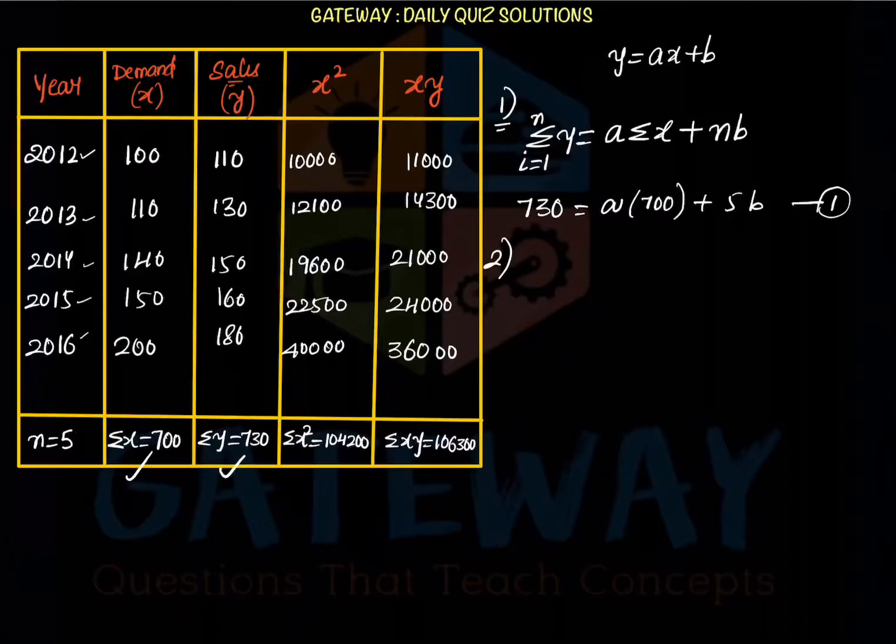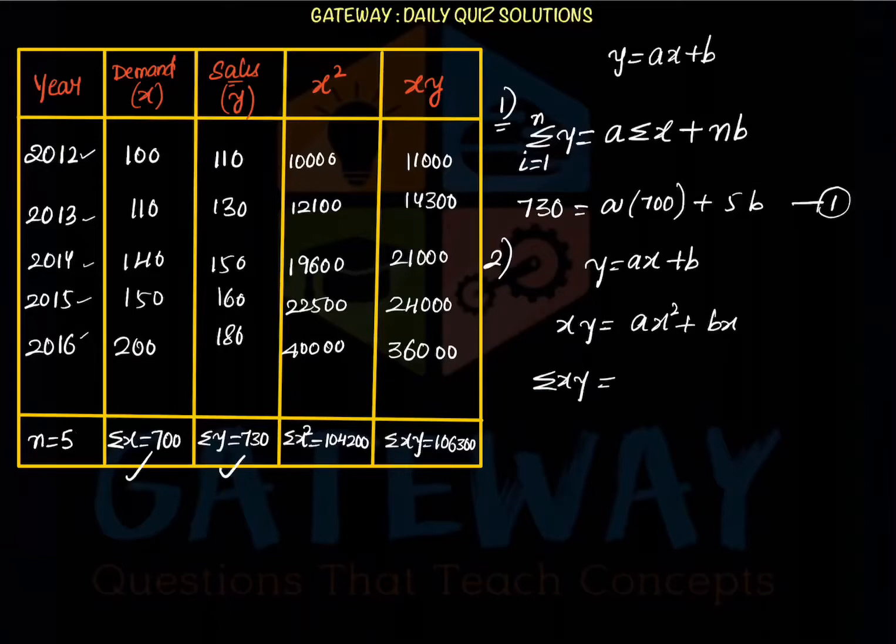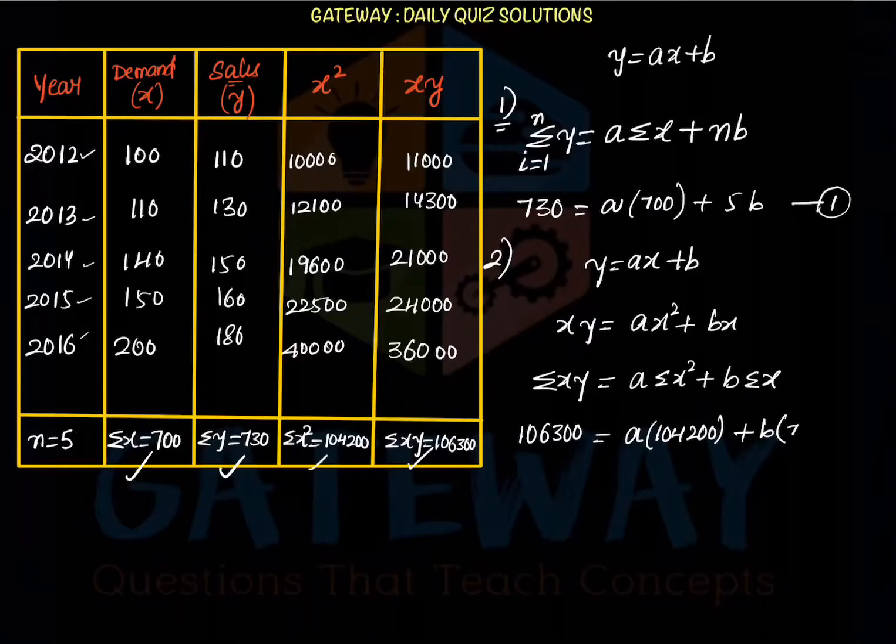And comes our second. Now we'll take this y is equal to ax plus b, and we'll multiply x on both sides. Then it will be xy is equal to ax square plus bx. Now we'll make sigma xy, that is equal to a times sigma x square plus b times sigma x. Then sigma xy we got from the table, 106,300, that is equal to a times sigma x square, 104,200, plus b times sigma x, 700.